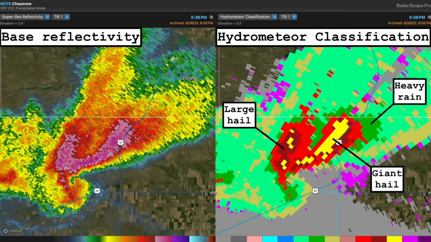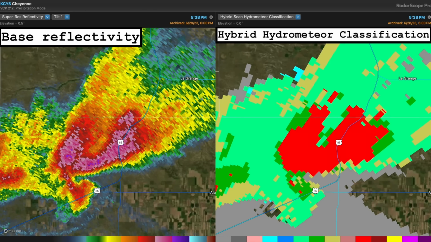Hydrometeor classification can be a bit of a cheat code to identify precipitation type. However, you must remember that it determines the precipitation type at the height of the beam at a given location, which may not always be the same as what you might experience at the surface there. For example, it may identify hail at the height of the beam, but it may subsequently melt, reaching the surface as rain. A variation called the hybrid hydrometeor classification can also be used.